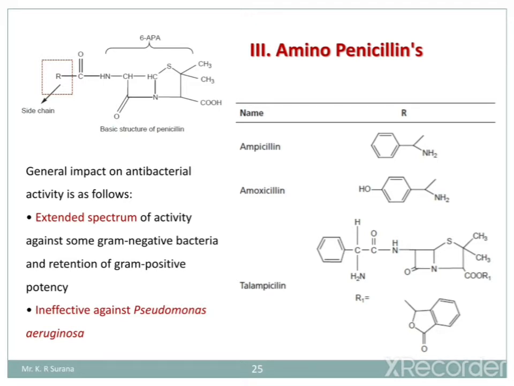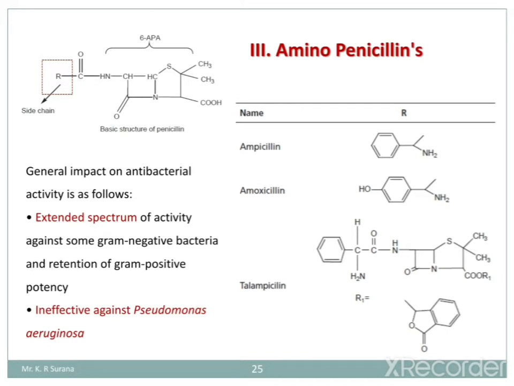So at this position, this particular substituent, we have to substitute at this R1. So these are different aminopenicillins. These have extended spectrum activity against some gram negative bacteria and retention of gram positive potency. So extended spectrum activity and retention of gram positive activity, and also basically ineffective against Pseudomonas aeruginosa.